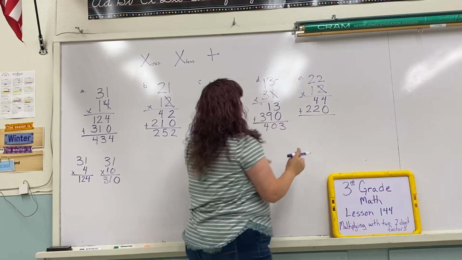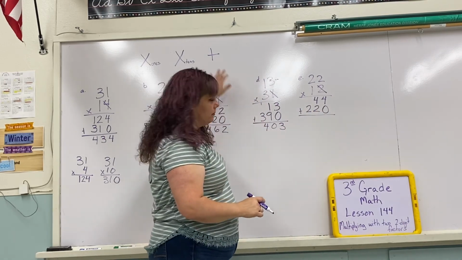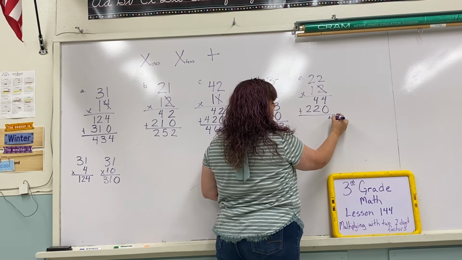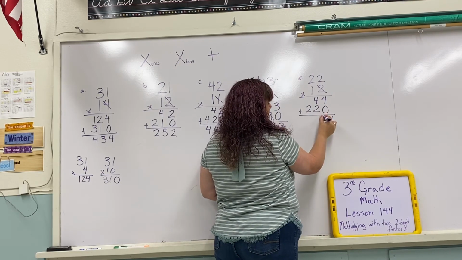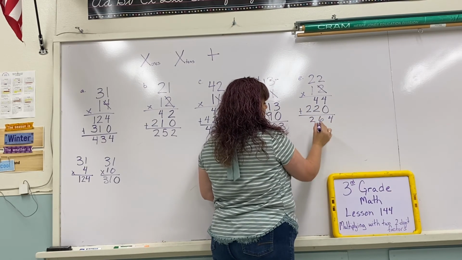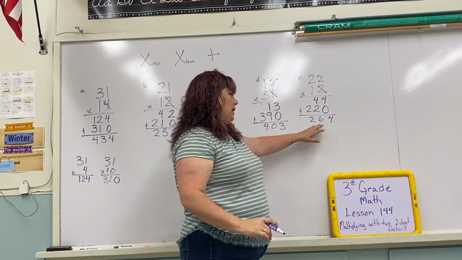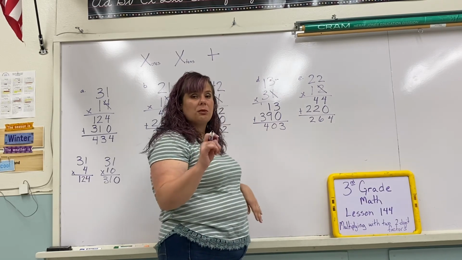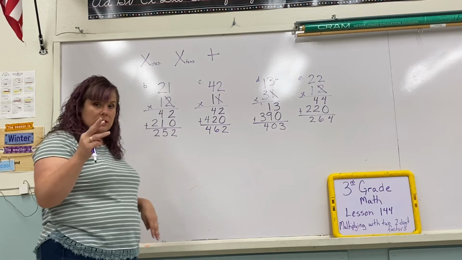Our last step is adding. 4 plus 0 is 4. 4 plus 2 is 6. And nothing plus 2 is 2. So our answer is 264.